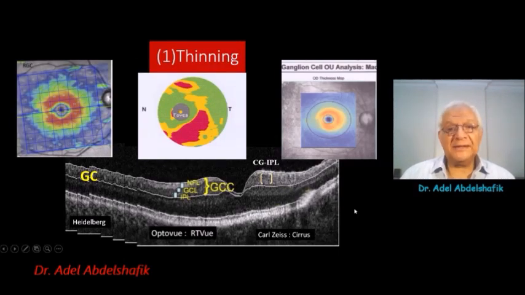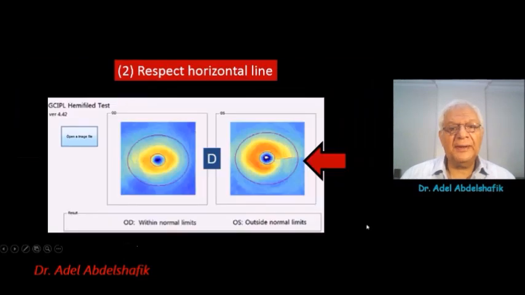In the ganglion cells, we have different machines, and each machine measures a different thing. In the Heidelberg, it measures the ganglion cell only. In the Zeiss, it measures the ganglion cell with the inner plexiform layer. In the OptiVue, it measures the ganglion cell, inner plexiform layer, and the nerve fiber layer. So you cannot compare the machines, but all agree that there is thinning in case of glaucoma.